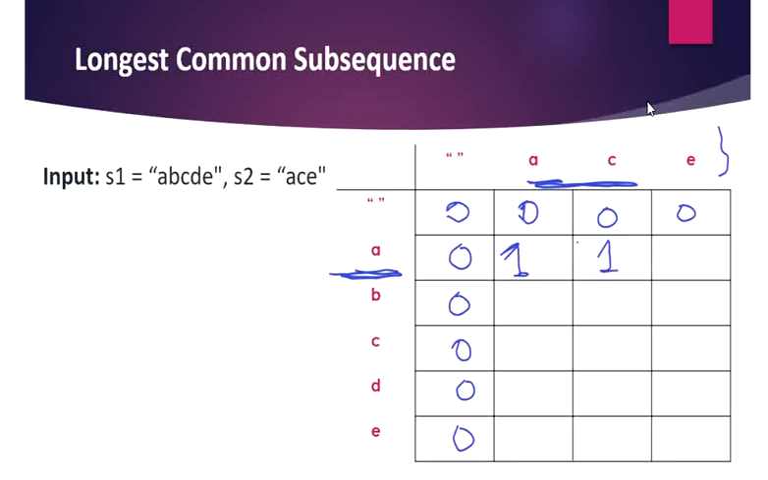And moving to compare A and ACE, they still have only one character in common. So we are going to fill 1 here. So let's move to the third row.